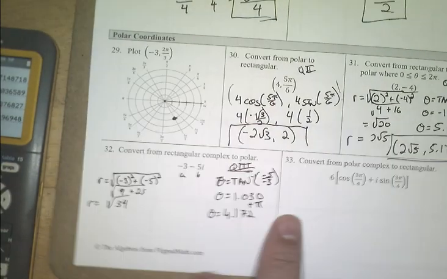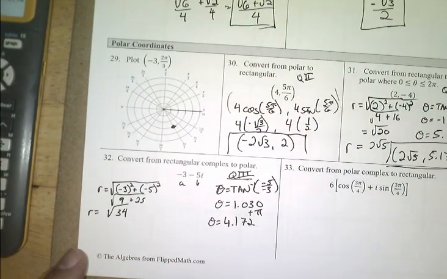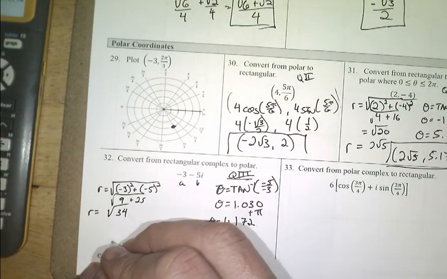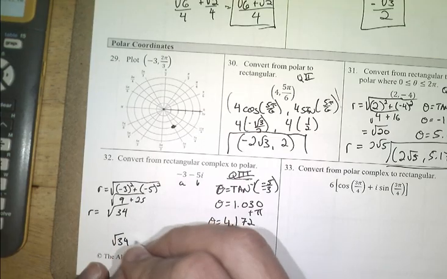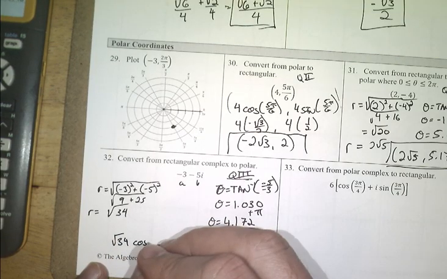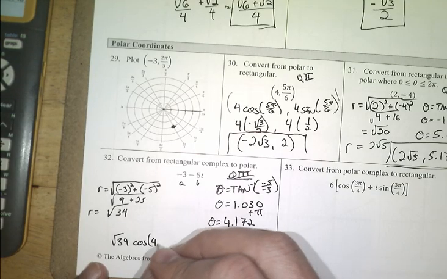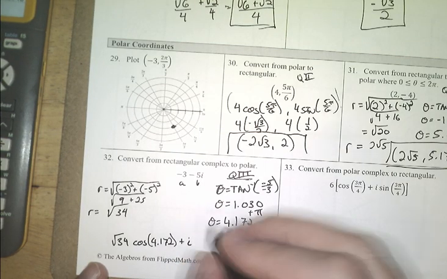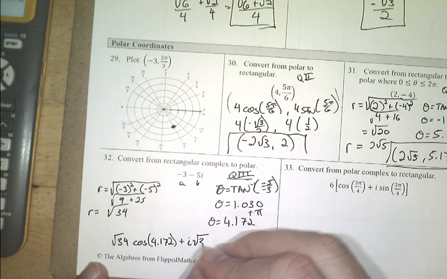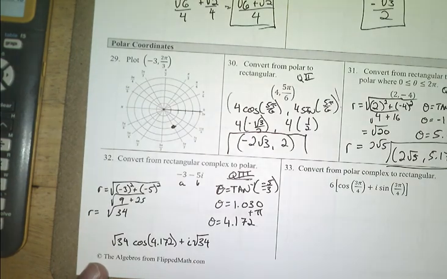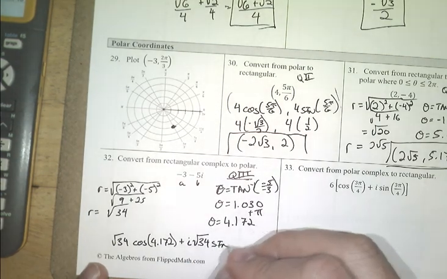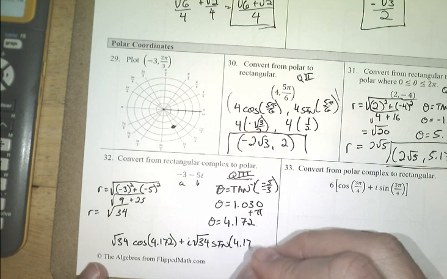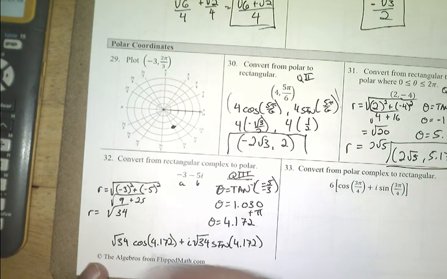And so to put it in complex polar, we're going to write this as root 34 cosine of 4.172 plus i square root of 34 sine of 4.172. And so that's your a plus bi right there.